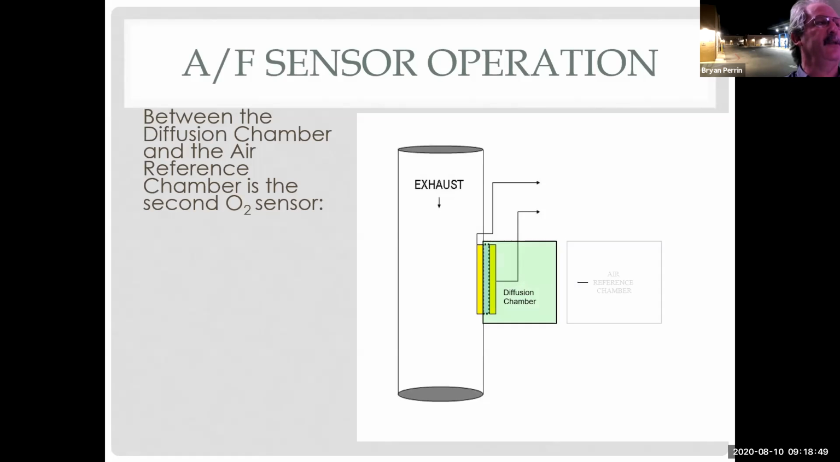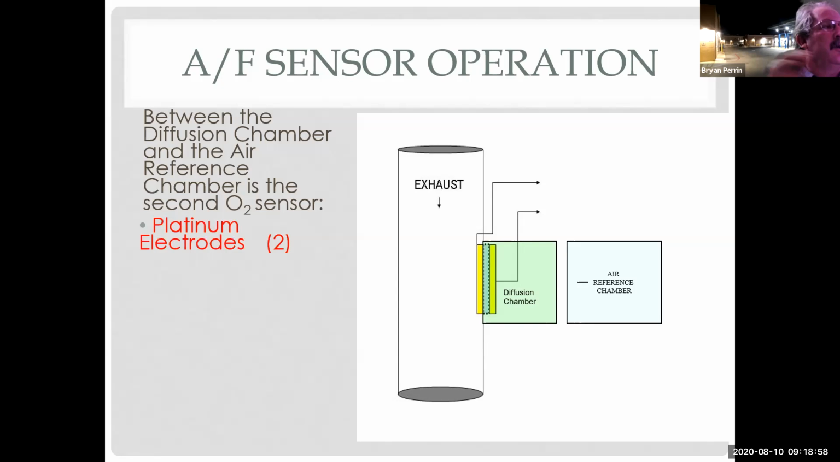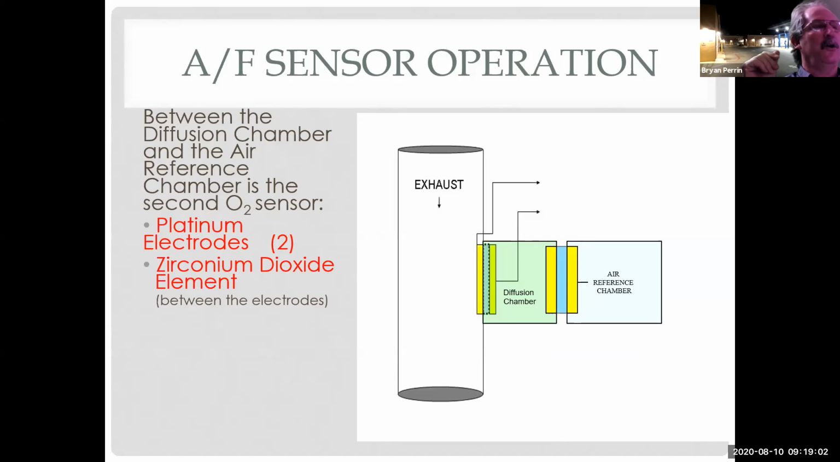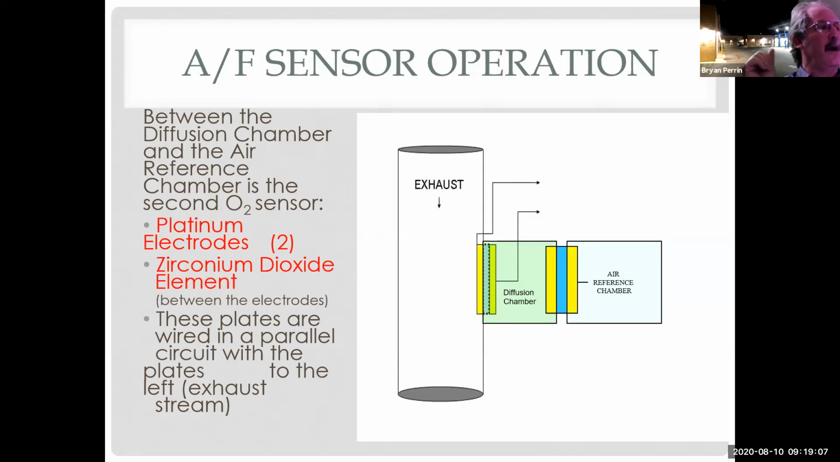So between the diffusion chamber and the air reference chamber, we're going to put a second oxygen sensor. This second oxygen sensor, again, has 2 platinum electrodes and 1 zirconium element. These plates are wired in a parallel circuit with the plates to the left of the exhaust stream. What's interesting about the zirconium sensors is that if they see that difference, they're able to generate voltage.